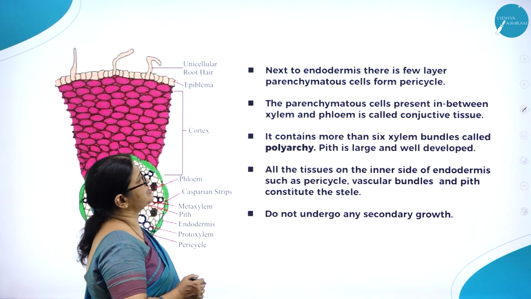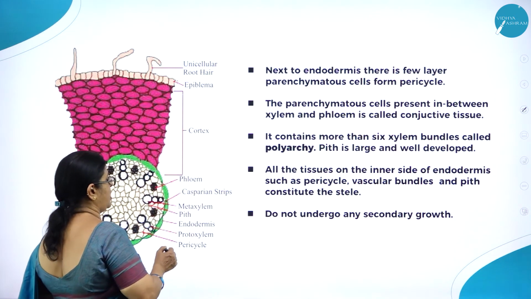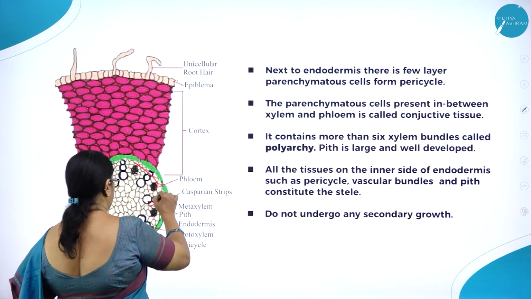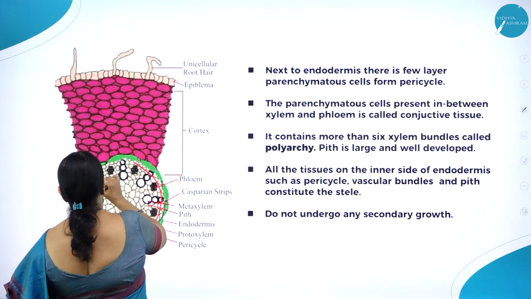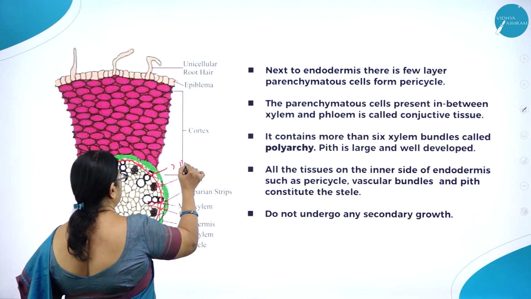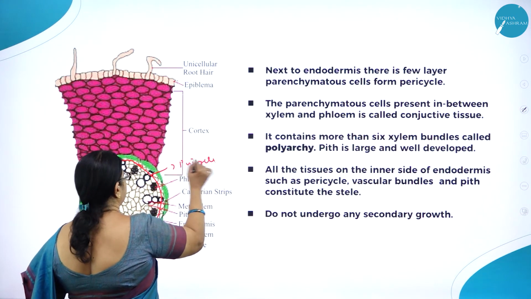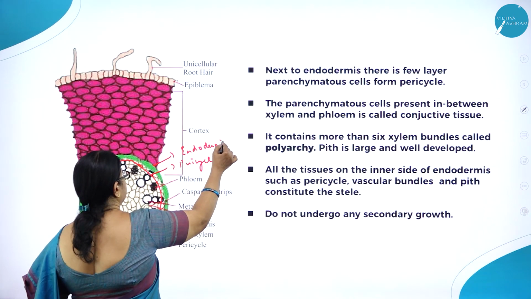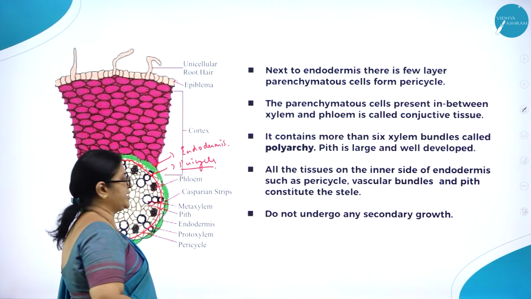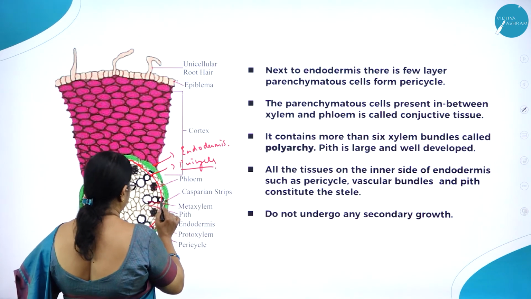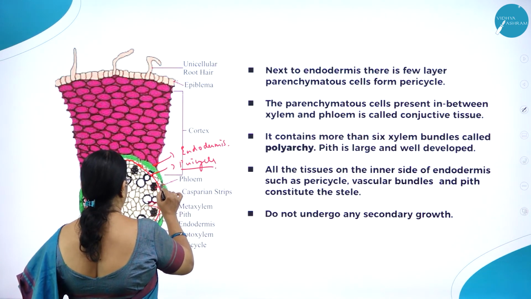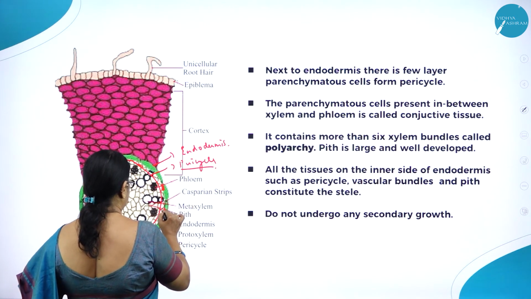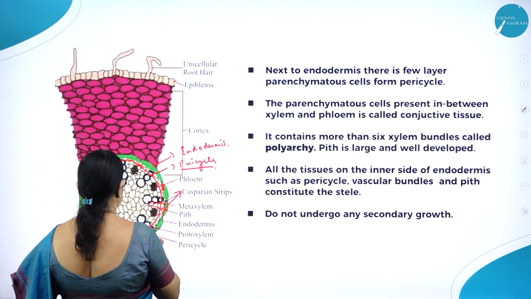Next to the endodermis, there are a few layers of parenchymatous cells called pericycle. So there is one more layer here like this. This is called the pericycle. This is called the endodermis. And this is called the pericycle, right? So here we can see wherever you don't find xylem, there you come across the Casparian strips. These are the Casparian strips.